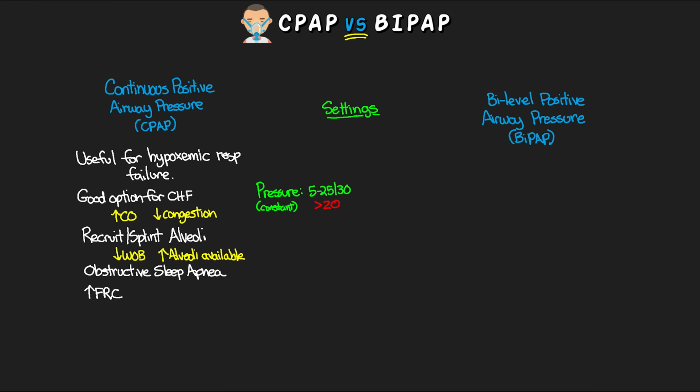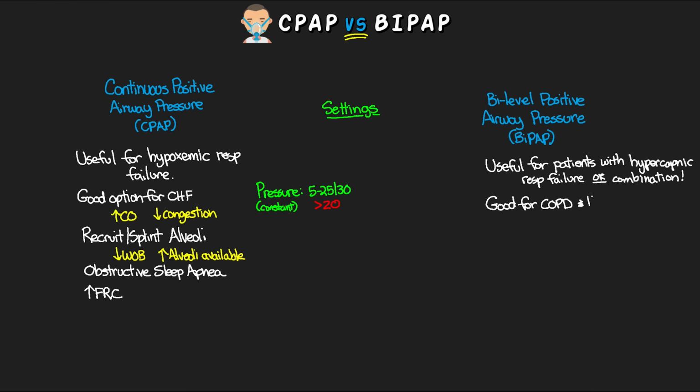All right, so let's go ahead and move on and talk about BiPAP. You may also hear this one referred to as bilevel or BiPAP. These are all the same thing, essentially. And BiPAP is going to be useful for our patients that have hypercapnic respiratory failure or a combination of hypoxemic and hypercapnic failure. So this is going to be a good option for patients with COPD as well as our patients with heart failure.